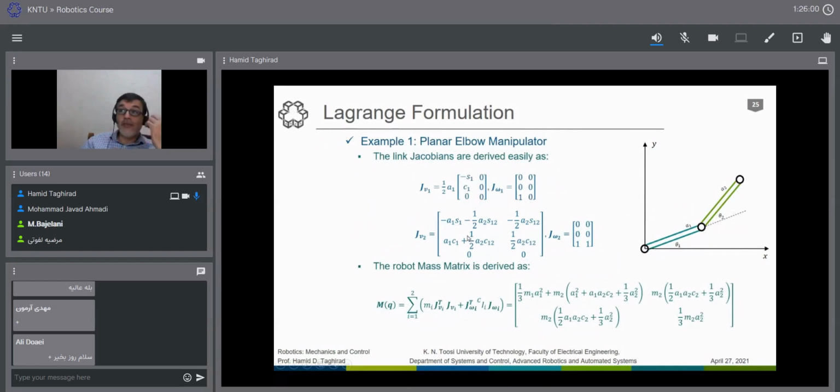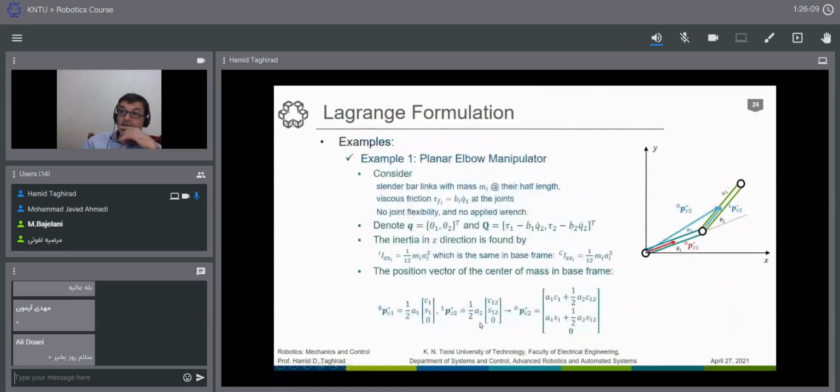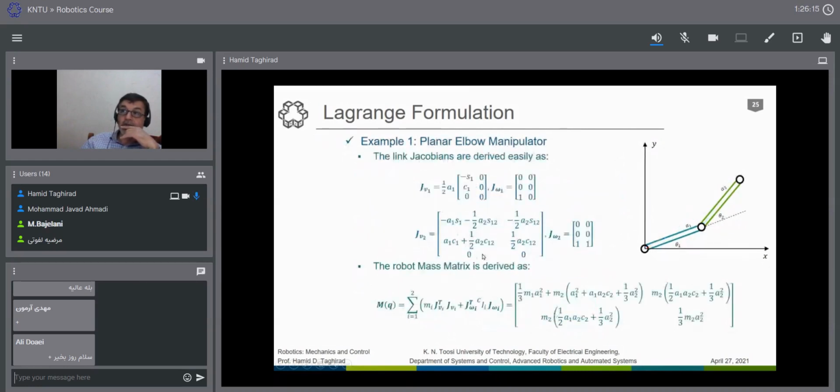What about JV2 and omega 2? For JV2 and omega 2, as you see, we are using these two other components. First, PC2 with respect to 0. As you see here, PC2 with respect to 0, cross Zi. Z cross that will give you this one.